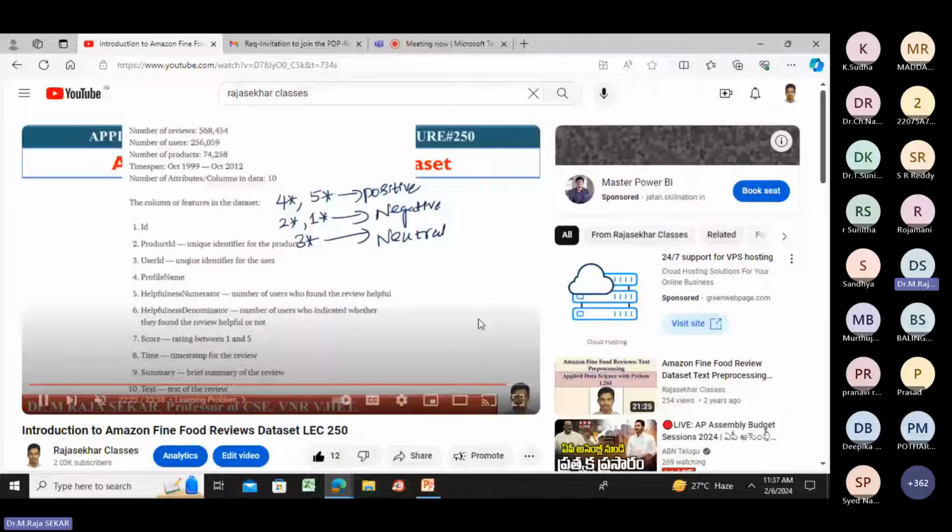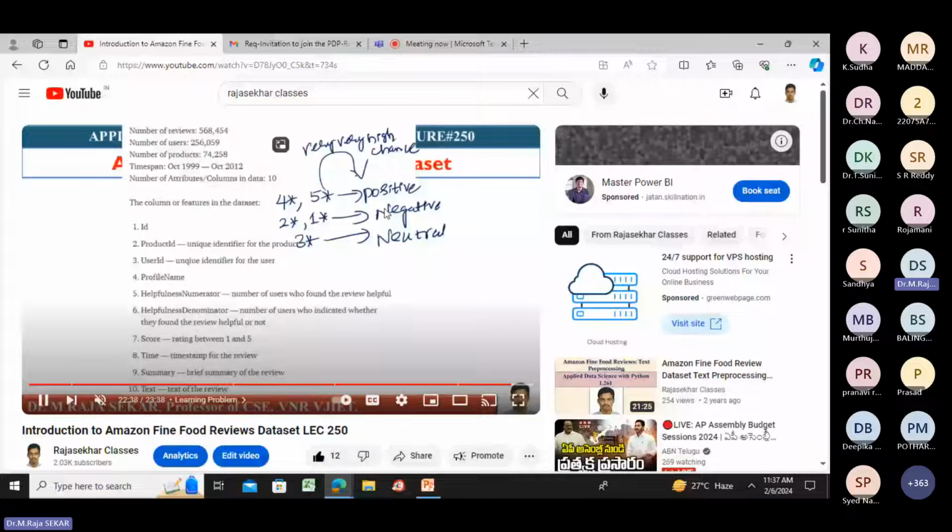Isn't it? A 2-3 star review means you can treat it as neutral. How it works, we will try to understand. Just let me go back. If it is a positive review, what does that mean? Positive review means it is useful, isn't it? That's what a positive review means.